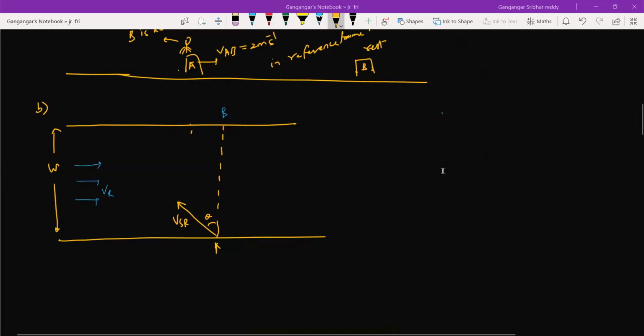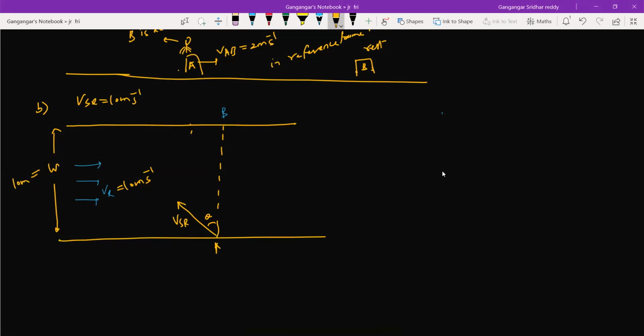Okay, now let's continue. I'll write down the data values. What is the data? W is how much? 10 meter. VR, the velocity of the river, is 10 meter per second. VSR for the second case will be 10 meter per second.